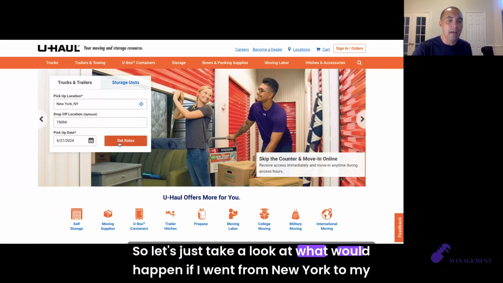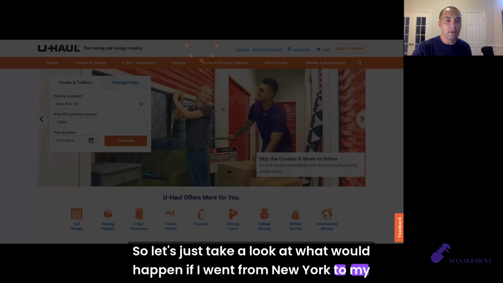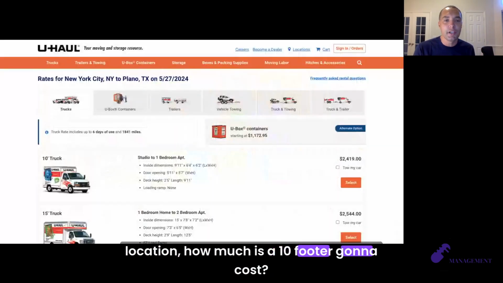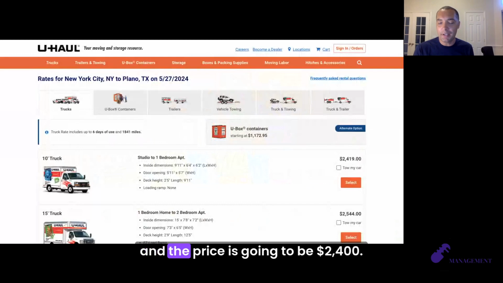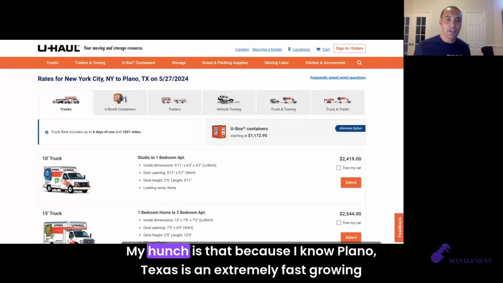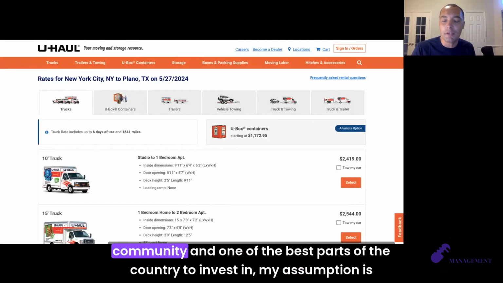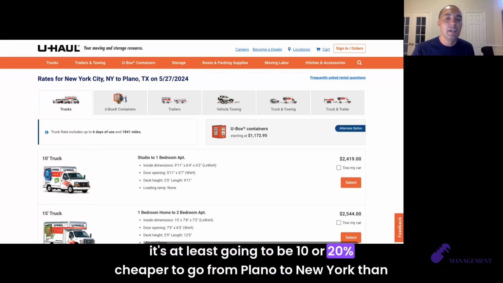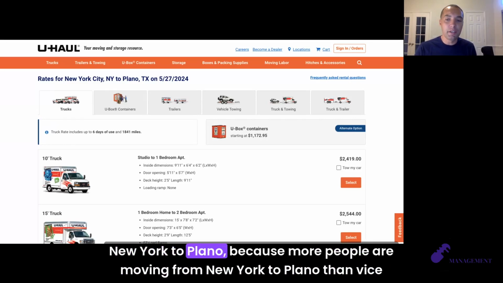So let's just take a look at what would happen if I went from New York to my location. How much is a 10-footer going to cost? And the price is going to be $2,400. All right. I'm not sure exactly how this will work, but let's just take a look. My hunch is that because I know Plano, Texas is an extremely fast growing community and one of the best parts of the country to invest in, my assumption is it's at least going to be 10 or 20% cheaper to go from Plano to New York than New York to Plano, because more people are moving from New York to Plano than vice versa.